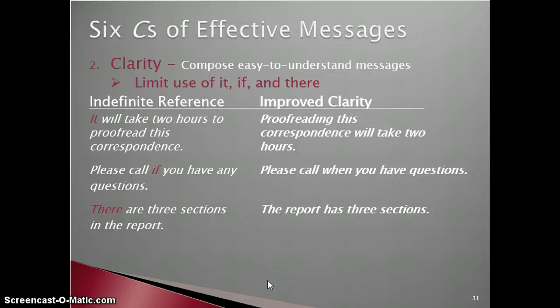The second, replacing the word if: please call if you have any questions. Better to say, please call when you have questions. If implies negativism. And the last one, replacing the word there. There refers to a specific place. You want to eliminate there unless you mean a particular place. There are 3 sections in the report. Better to simply state, the report has 3 sections.